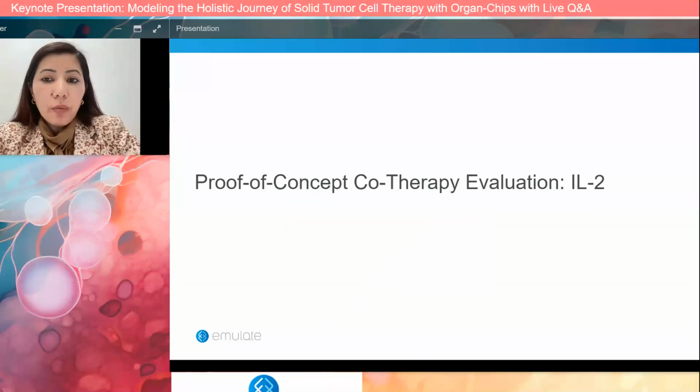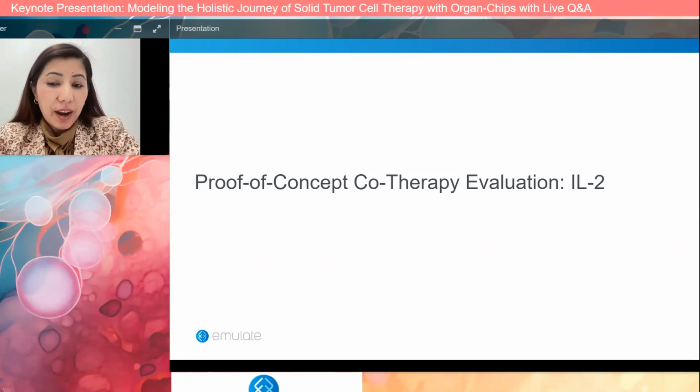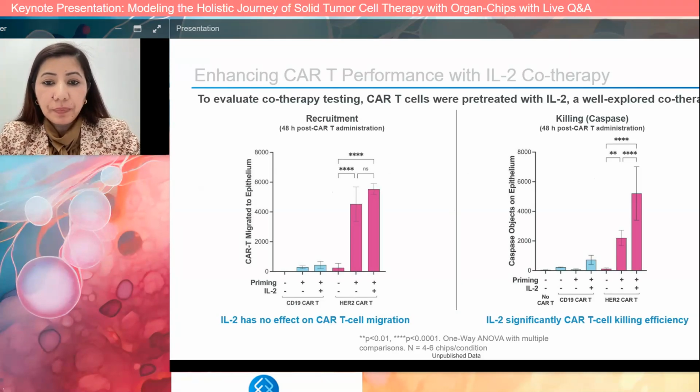So in terms of monotherapy in cell therapy, we know that there are challenges of the durability of the CAR. So by using IL-2, which is a very well studied cytokine that can give a boosting signal to the CAR and make it more cytotoxic, we wanted to combine that with our monotherapy CAR, and we have done a proof of concept by adding IL-2 with our HER2 CAR and seeing what outcome we would get from this.